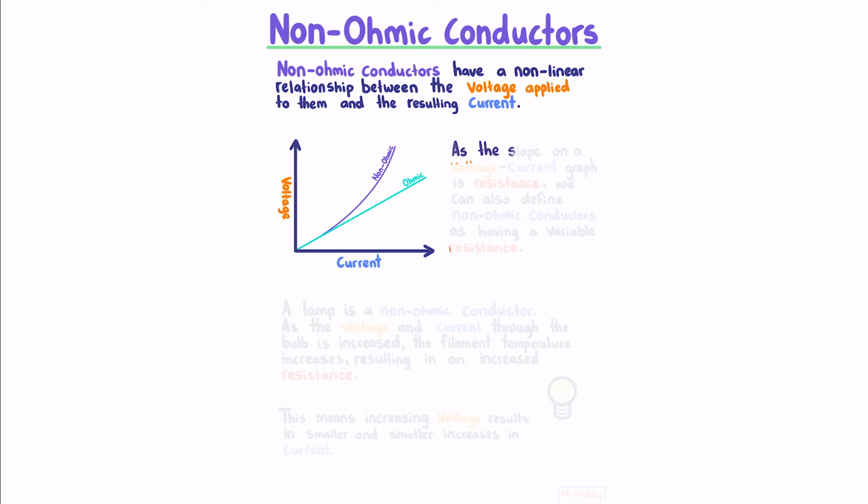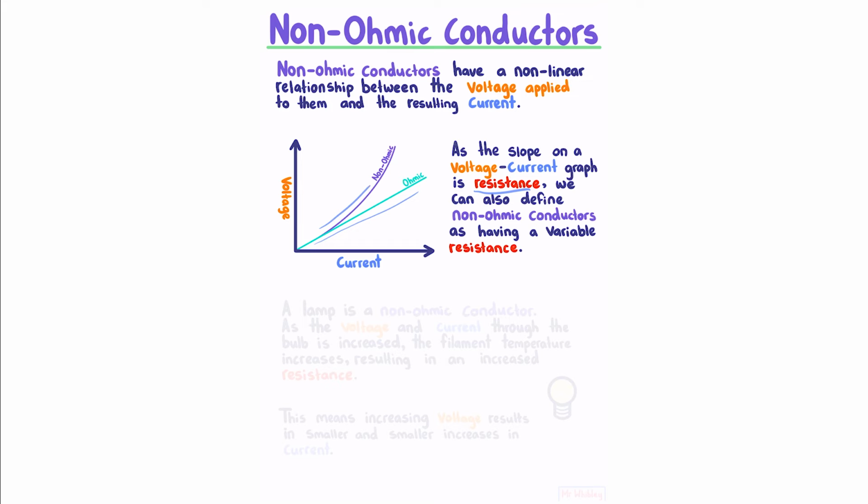And furthermore, as the slope on a voltage current graph is resistance, we can also define non-ohmic conductors as having variable resistance. So for an ohmic conductor, our slope is remaining the same, and so our resistance must be the same as well. Whereas for our non-ohmic, our slope is increasing, and so the resistance is variable.